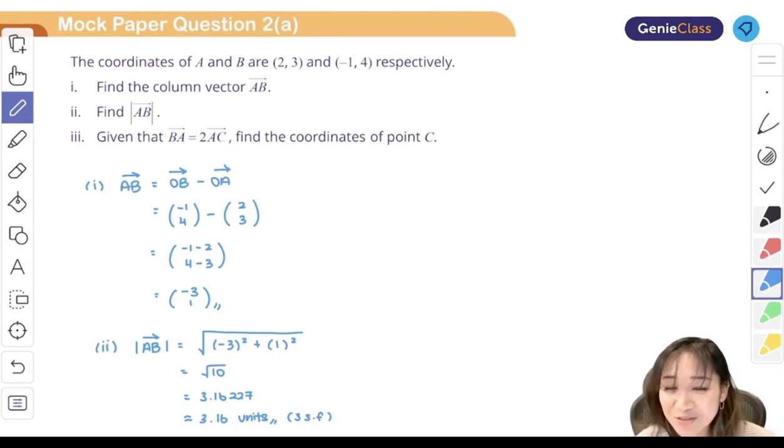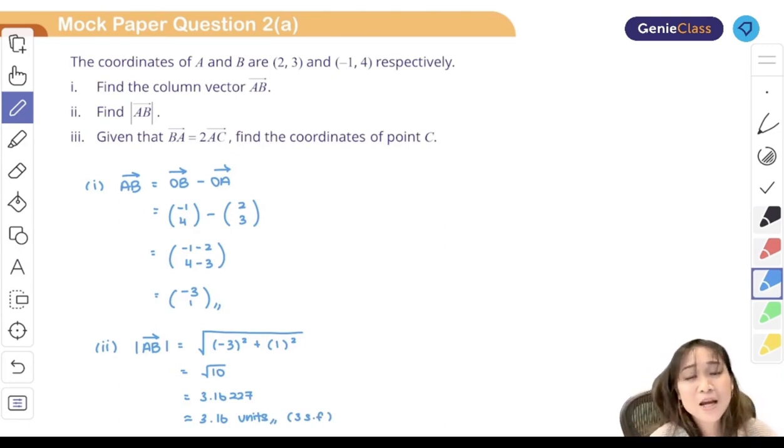Kavya asked a very good question. Can I leave it in surd form? For E-Math, no. For A-Math, yes. Those of you who take A-Math should be very familiar with your surds, with your indices in general, manipulating surds. But for E-Math, answers are always left to 3 SF. We don't leave our answers in surds. It would be considered as incomplete if you leave your answer as a surd.